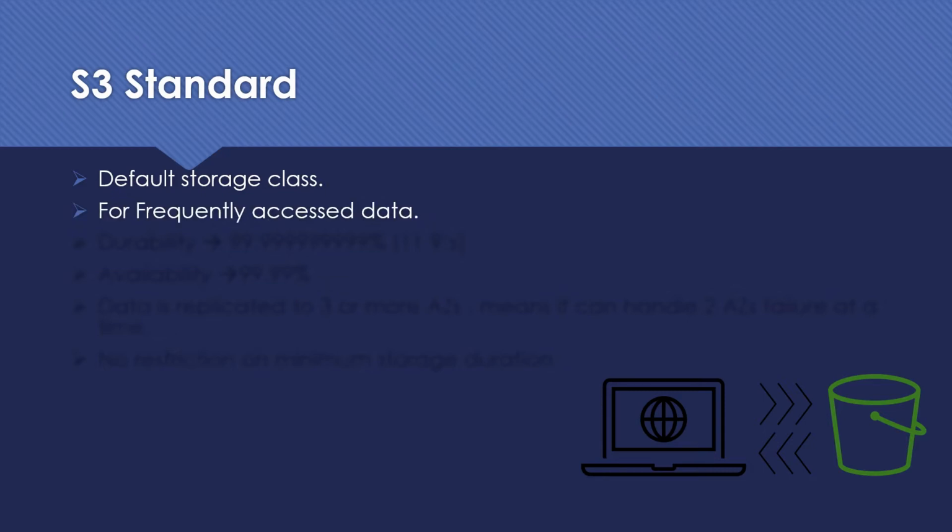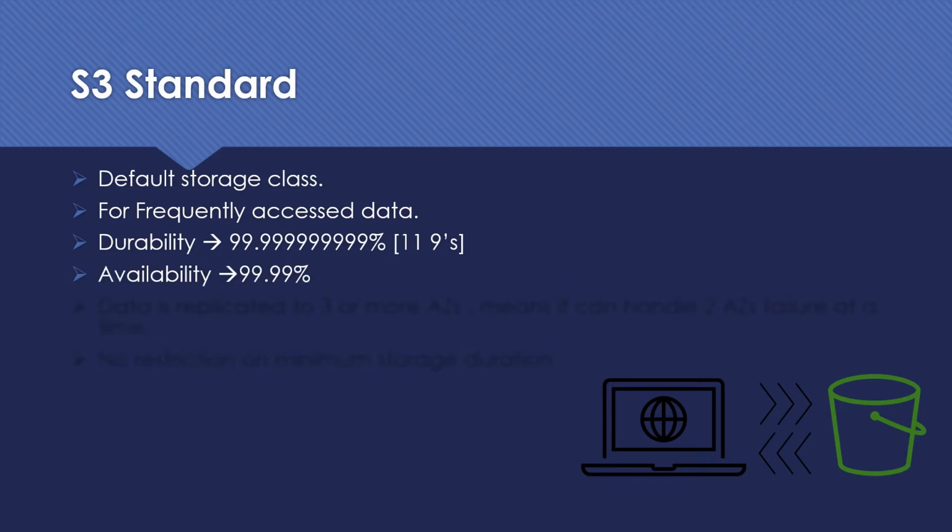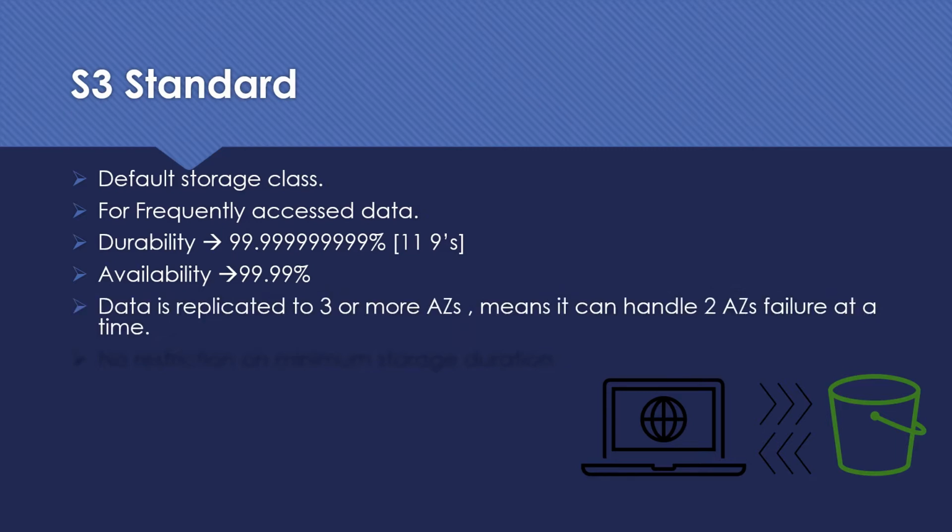For what scenario should it be used? If you have data which you need to access very frequently, then you go with the S3 Standard option. S3 provides 99.999999999%, that is 11 nines, durability for S3 Standard. That means there are highly negligible chances that your data might be lost in S3 Standard, and availability is 99.99%. So there are very minimal chances that when you are fetching the data it is not available.